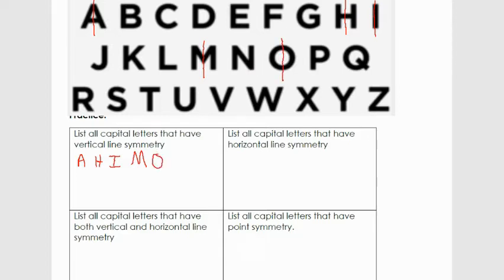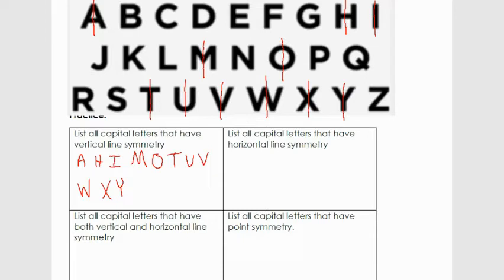O will. Oh, no, S won't. Okay, and then T will. U will. V will. W will. The U will if it's made like that, not if it's made like other. X will. Y will. You can split that right down the middle. Okay, but Z will not.